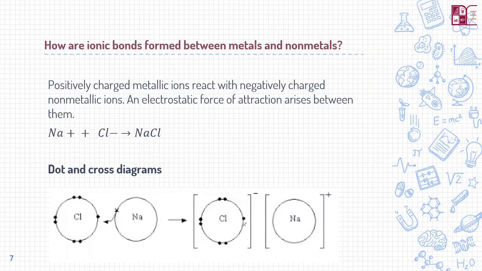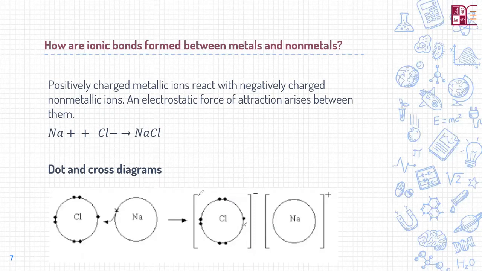Now I'm going to discuss how the ionic bonds are formed between the metals and the non-metals. I already discussed that metals are on the left hand side of the periodic table and non-metals are on the right hand side of the periodic table. Metals form positively charged metallic ions, whereas non-metals form negatively charged non-metallic ions. And there is an electrostatic force of attraction between them because of these positive and negative charges, which is why they form an ionic bond.